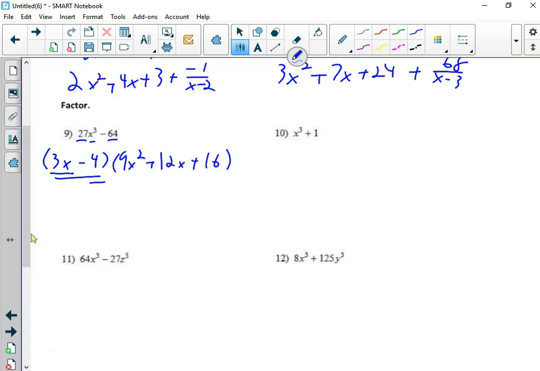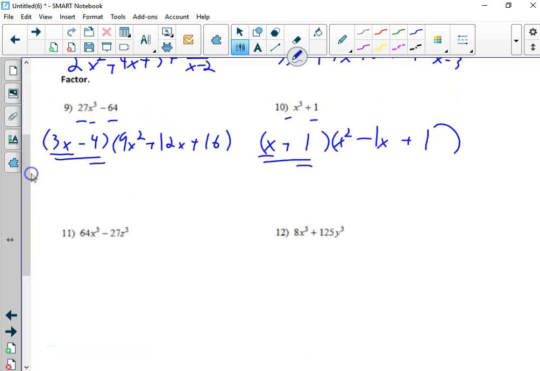10 is another cube, perfect cube, 1 and 1. So, cube root, same, opposite, always positive. Square that, multiply them, square that. That's it. Remember, S-O-A-P.